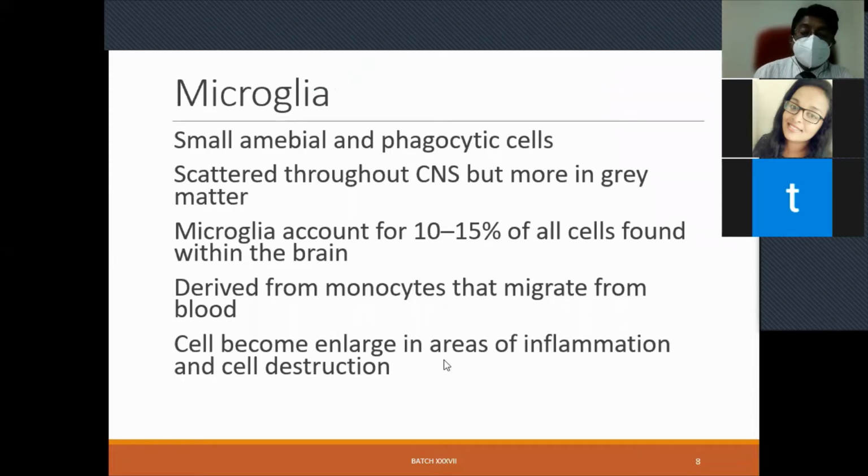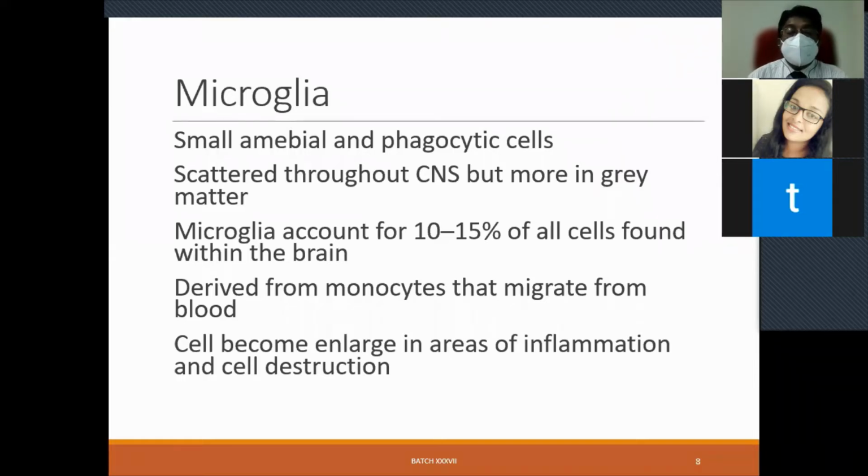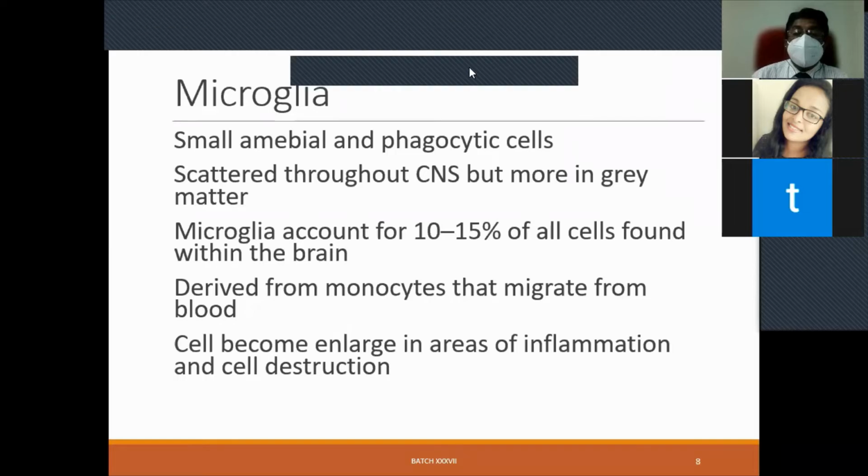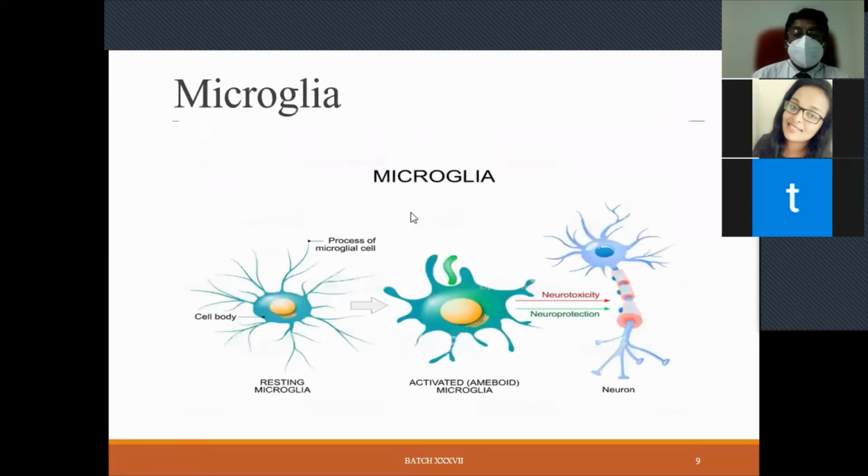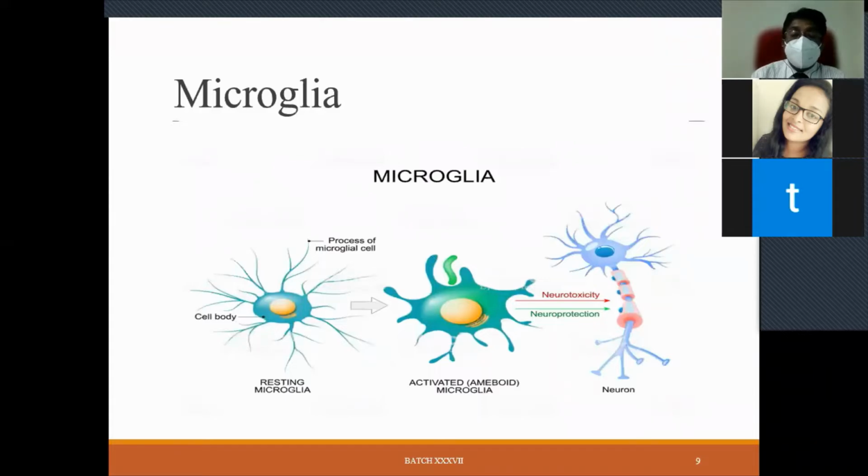Cells become enlarged in areas of inflammation and cell destruction. So these microglial cells are active when there is inflammation and cell destruction taking place. So the main function of the microglial cell is to attack those microorganisms and destroy them.